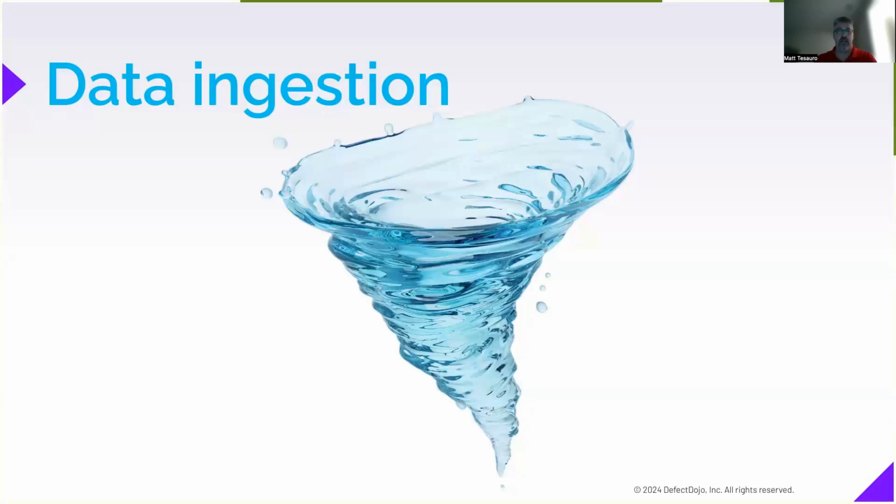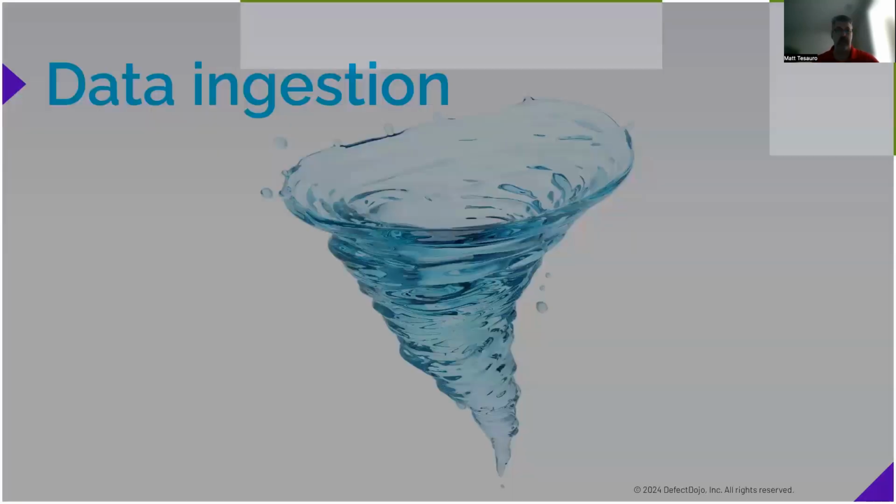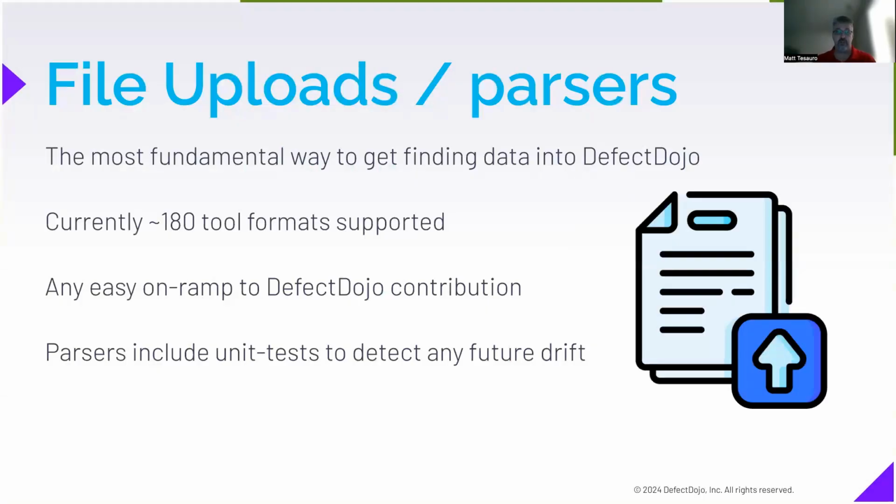Okay, let's talk about data ingestion, getting data into DefectDojo. So the first, the traditional, historical, initial way, was to do file.